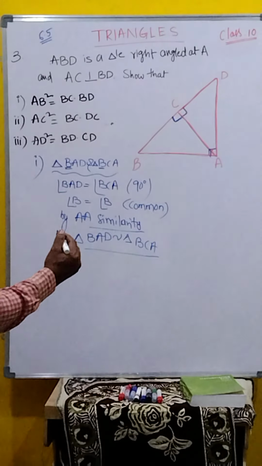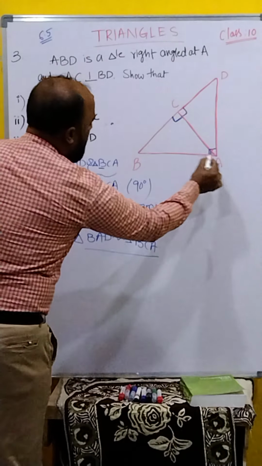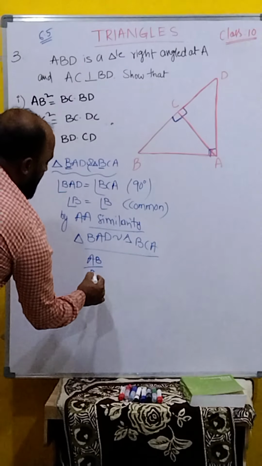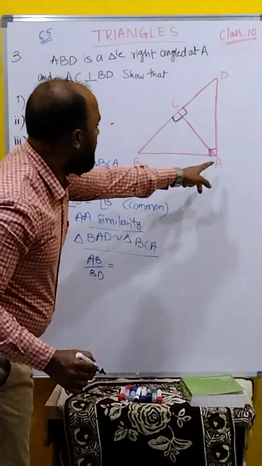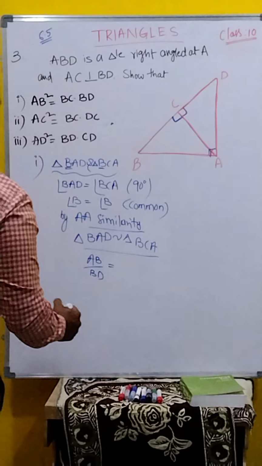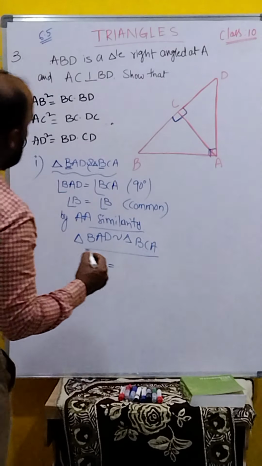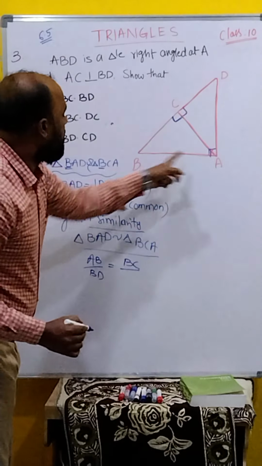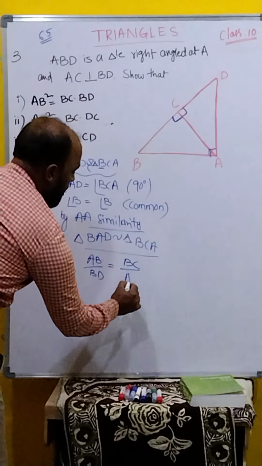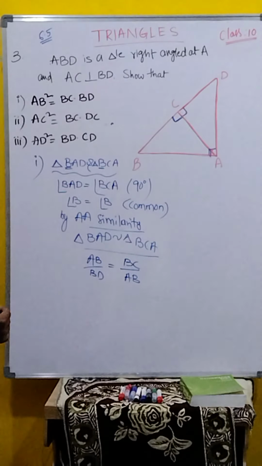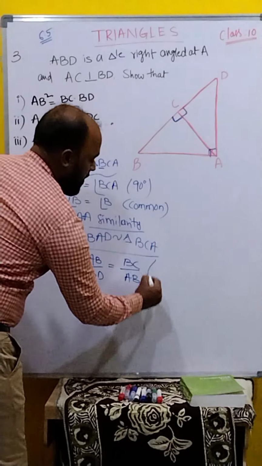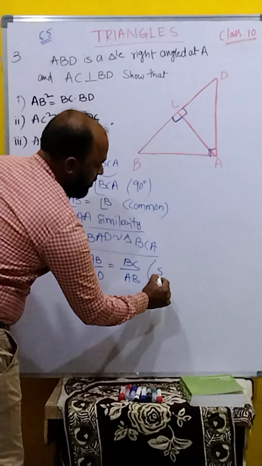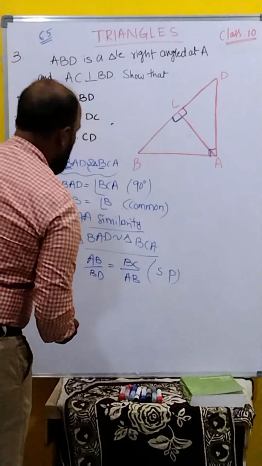What are the sides in proportion? AB by BD, first one. AB by BD is equal to what is the second one here? BC by BA, or AB. Clear? Then what is the reason? When two triangles are similar, then sides are in proportion.